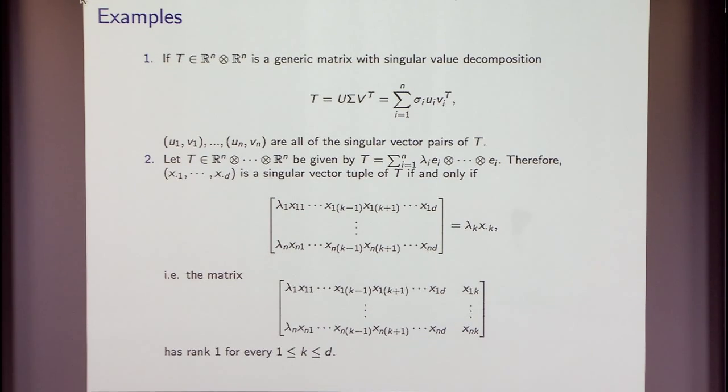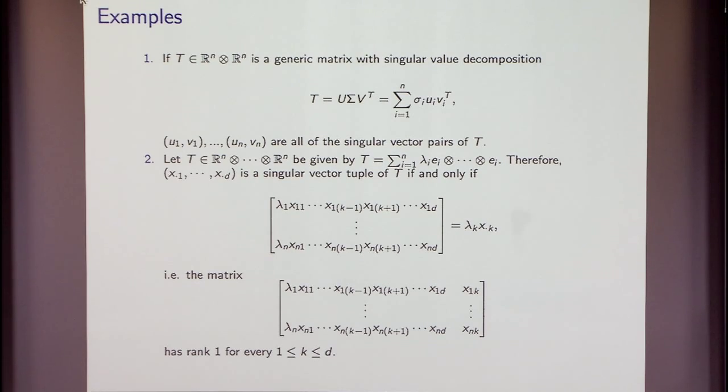And again, for matrices, if T is a generic matrix, in the sense that the singular values are all different and non-zero, positive, then all of the singular vectors are given by the vectors in the singular value decomposition of the matrix. And what about if T is this very nice tensor, the sum of lambda_i e_i tensor e_i tensor e_i? What are the singular vector tuples of T in this case?